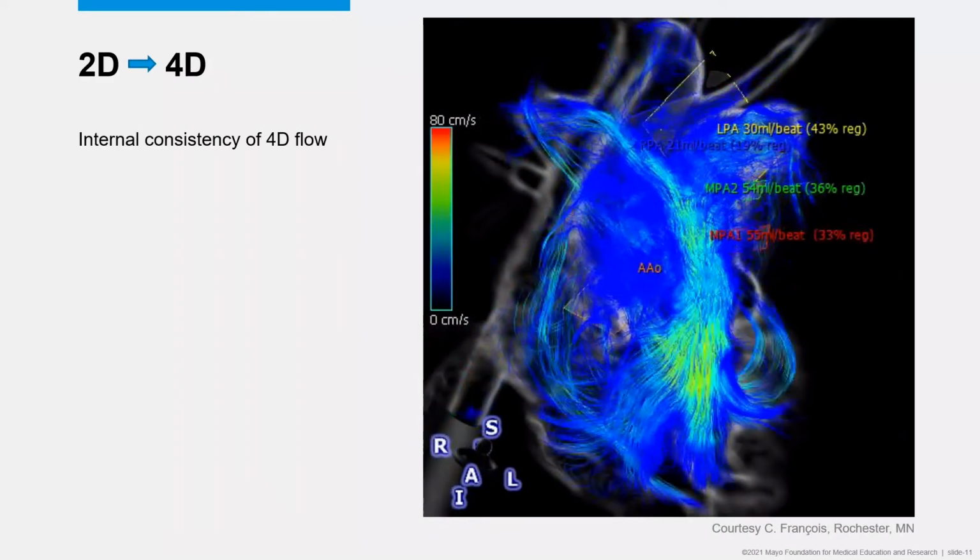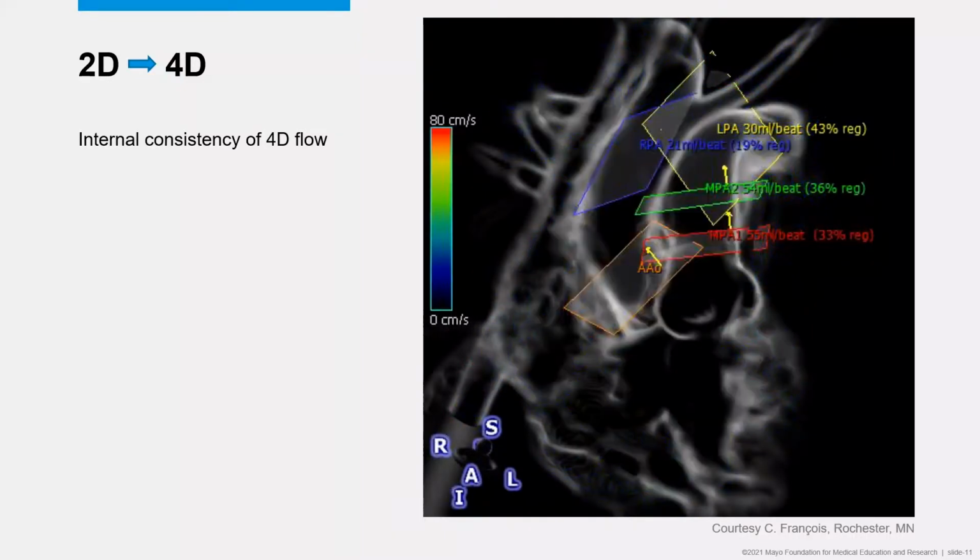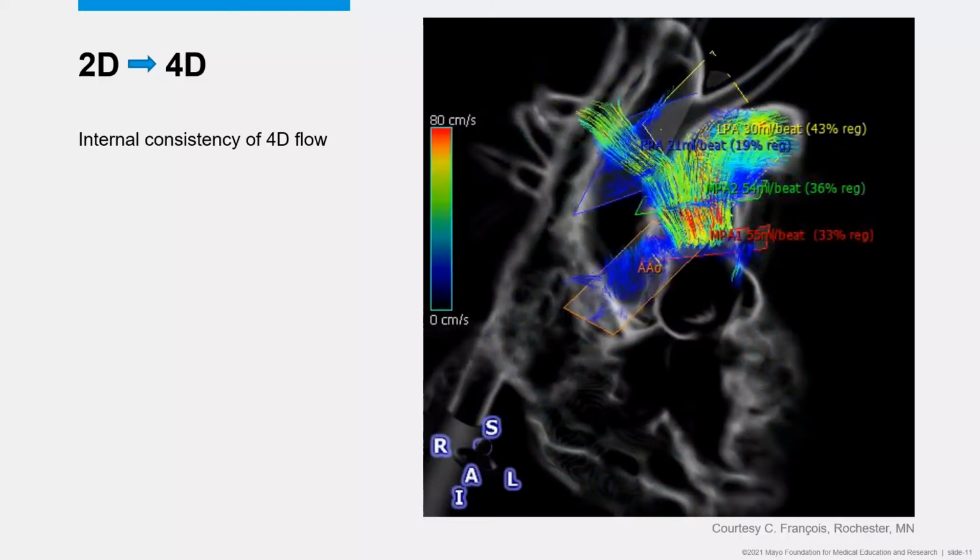This is another nice example of internal consistency in a patient with tetralogy of Fallot. You can see here that the flow measurements are demonstrating the systemic and pulmonary flow with the relative flows through the right and left pulmonary arteries.